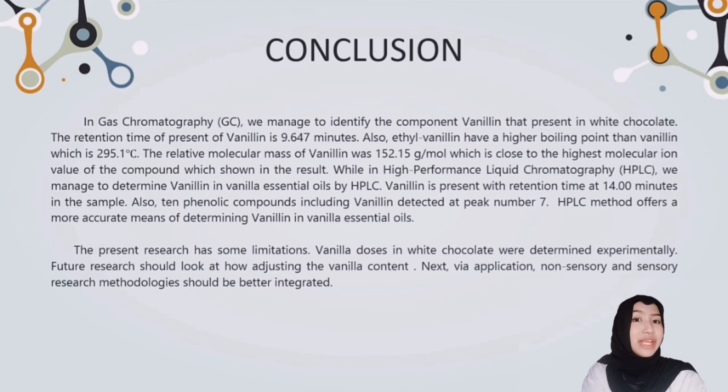In high-performance liquid chromatography, HPLC, we managed to determine vanillin in vanilla essential oil by HPLC. Vanillin is present with a retention time at 14 minutes in the sample. Also, 10 phenolic compounds including vanillin were detected, with vanillin at peak number 7. The HPLC method offers a more accurate means of determining vanillin in vanilla essential oil.